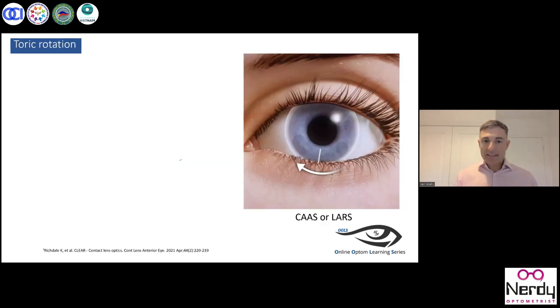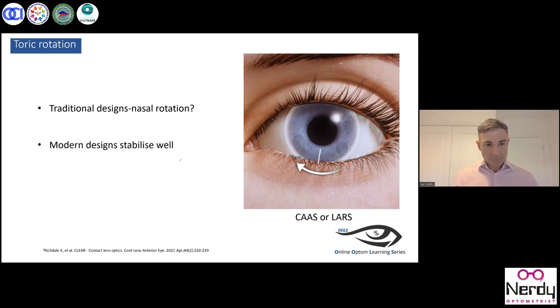In terms of toric lenses, there is a little bit extra for us to do on the checking aspect, and that involves looking at a marker on the lens and also some additional history questions. So what do we know about most designs? If anything, they have a tendency to rotate nasally, so it's something we might want to take into consideration. If someone's halfway between an axis, say they come in 10 degree steps and they're 175, do you go 180 or 170? You could think, if anything, it's possibly going to rotate nasally, so you would round accordingly in the right and left eye using CARS or LAS.